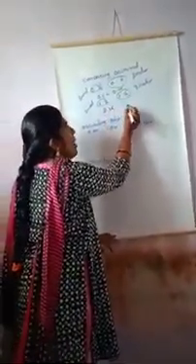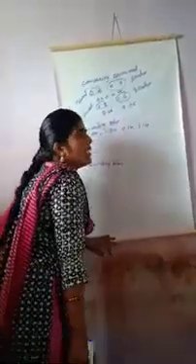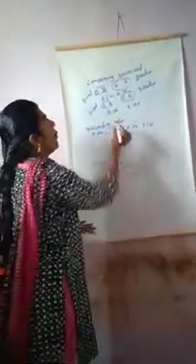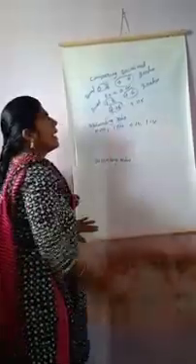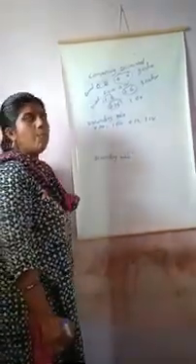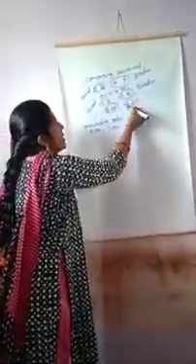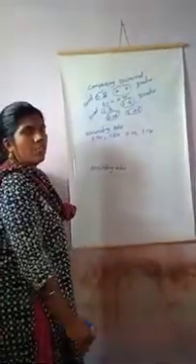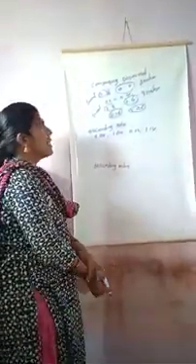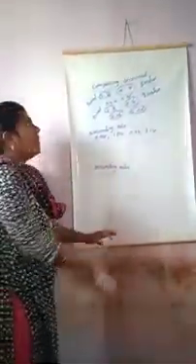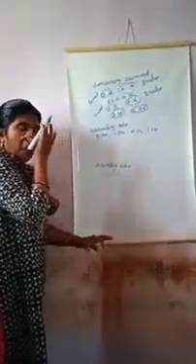2.36, 2.06. Which is the greatest decimal? 2.36 is the greatest decimal. 2.06 is the smaller decimal. Okay? Comparing the decimals. Next, ascending order.